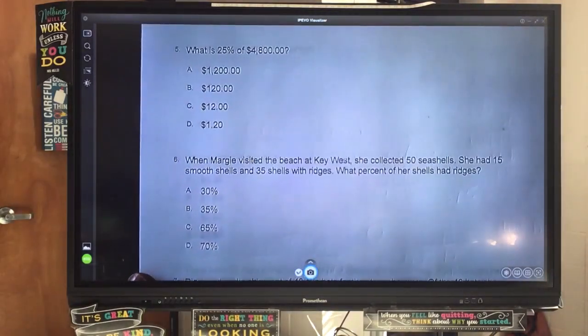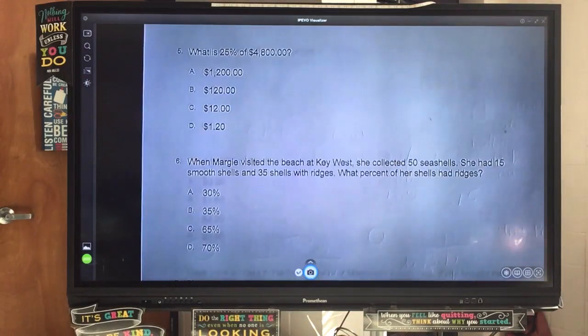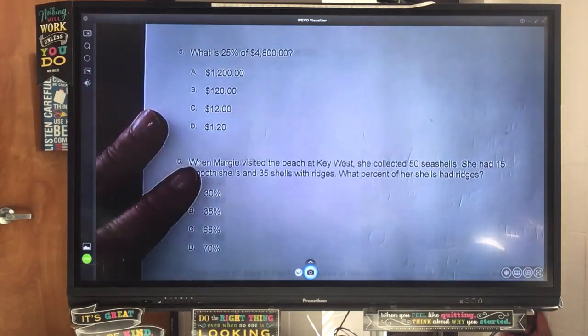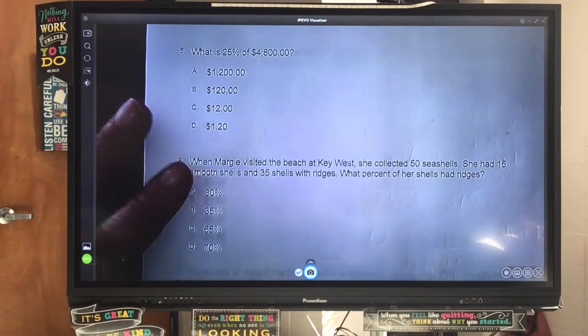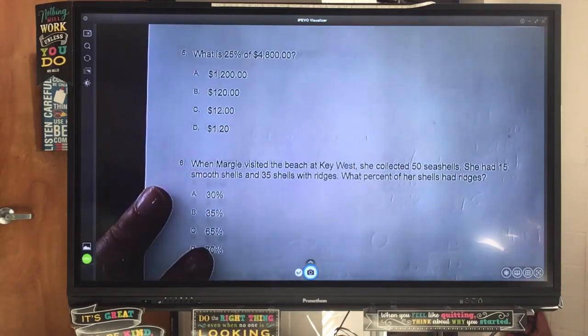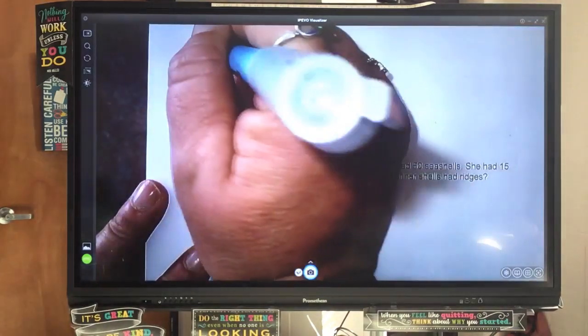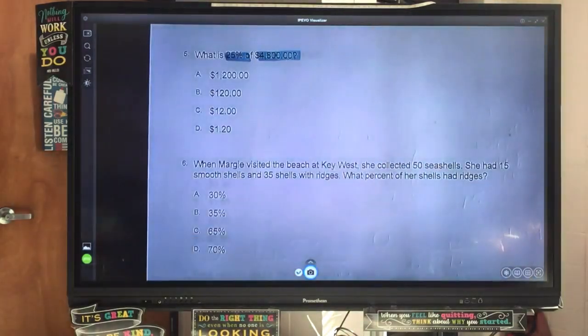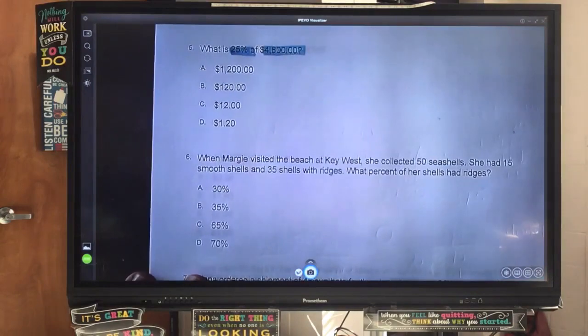So the next question is, what is 25% of 4,800? Looks kind of familiar, right? Alright, what's important in this question? I'm not asking you to solve, I'm just simply asking you to tell me what's important. Gemma: 25% of 4,800. Okay. Alright, so what are we looking for?